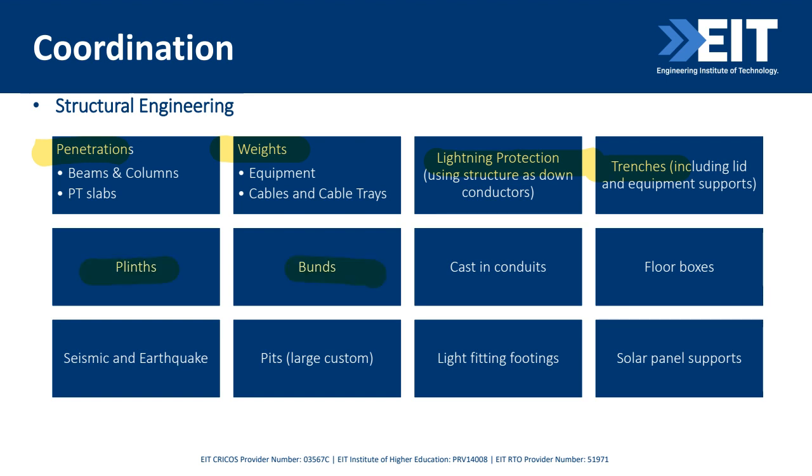We often cast in conduits into their walls or into the floor to get to floor boxes. They help us with earthquake designs or really large pits, or footings for pole-mounted lights, or even supports for things on the roof like solar panels.